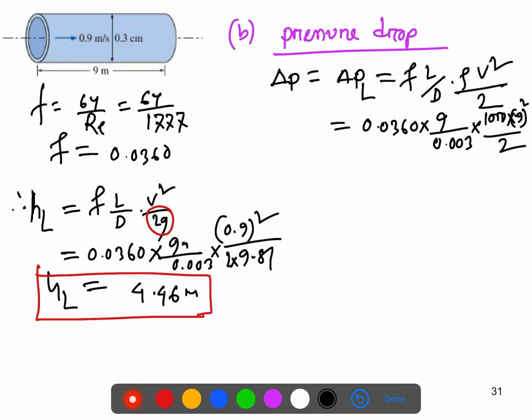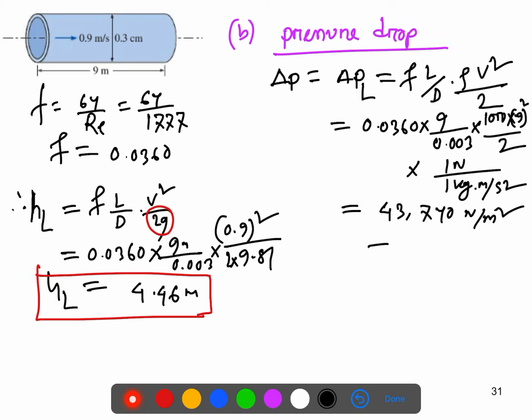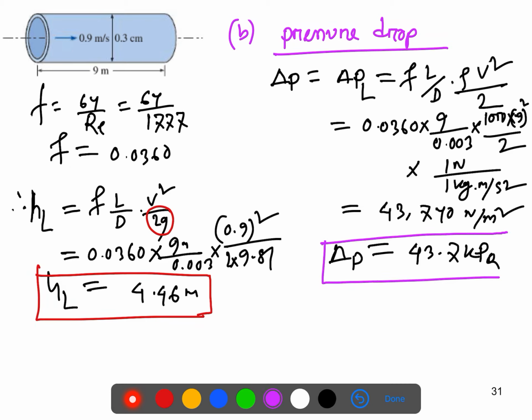If we convert it into Newton, sorry, we need it in kPa or Newton per meter square. So 1 Newton equals 1 kg meter per second square. So we'll get this value is 43,740 Newton per meter square, or we can say 43.7 kPa. So that's the pressure drop we have got. This is the second part of this problem.